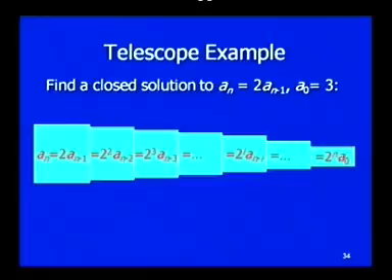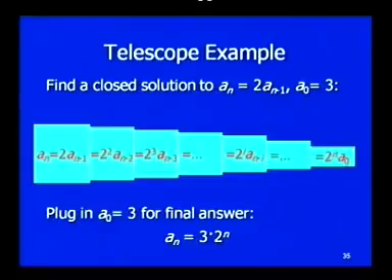Now, all you have to do is substitute this value into these equations. If you substitute a naught equal to 3, we will get the final answer, that is a n equal to 3 into 2 power n. This is the solution for this particular problem.